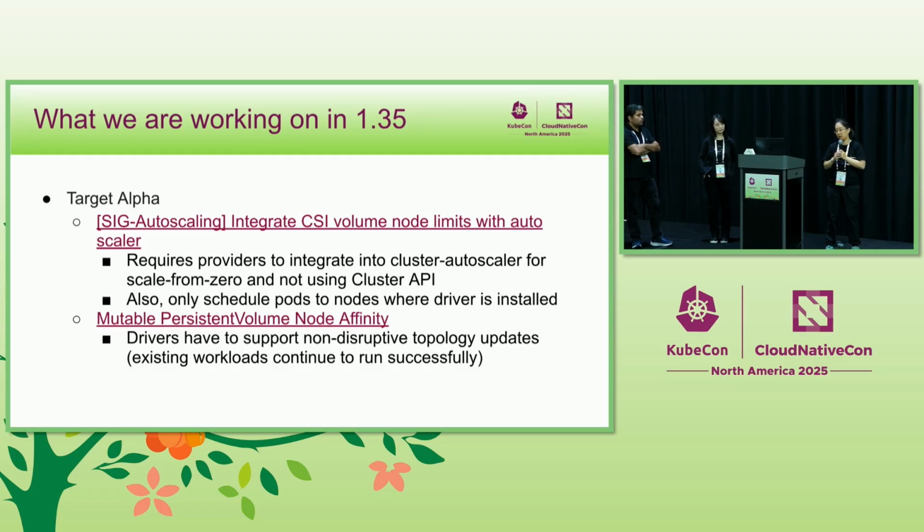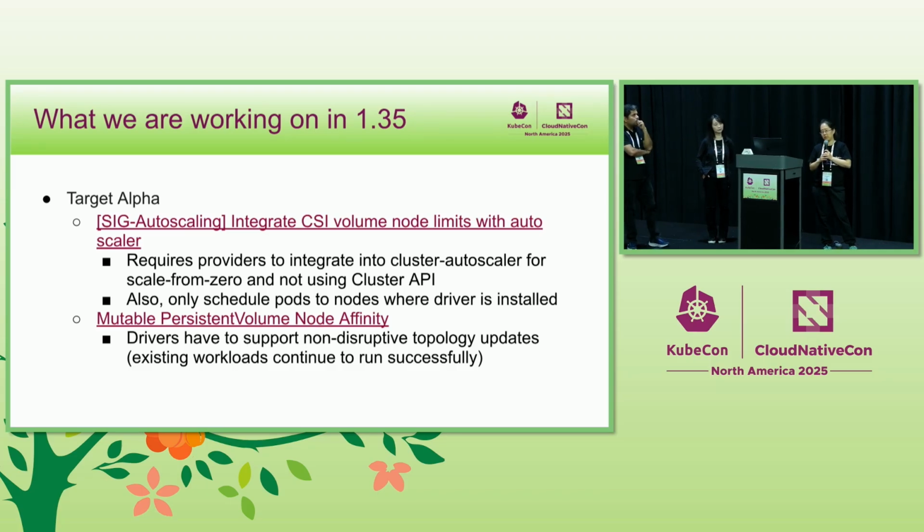Along with this feature, this will allow us to also update the Kubernetes scheduler so that we can schedule pods to nodes where only the CSI driver is installed. There are some environments, especially on-prem environments, where the CSI driver might not be available on all of the nodes. And so this feature bundled with the autoscaler feature is going to allow us to automatically restrict the pods based off of that.